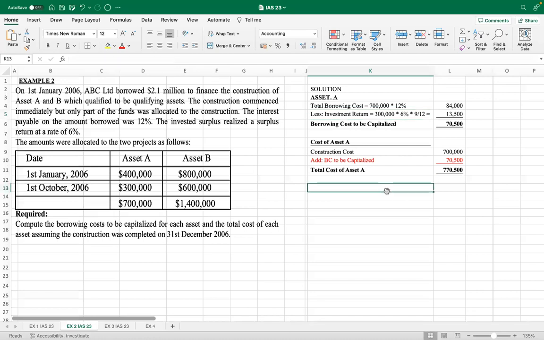to give you 770,500. Now, somebody was asking me, what about this 13,500? Eventually, it is the amount not capitalized.